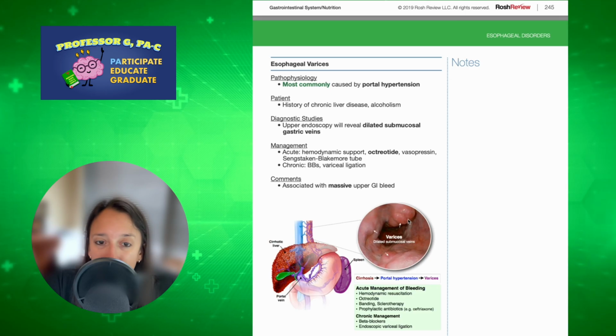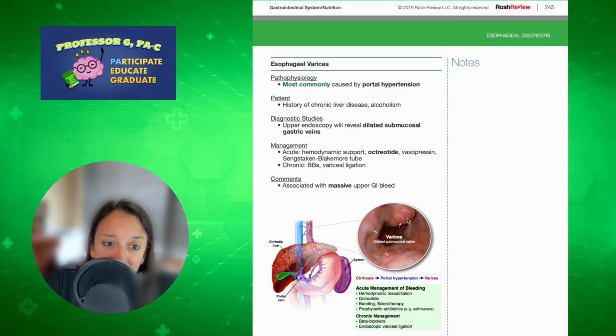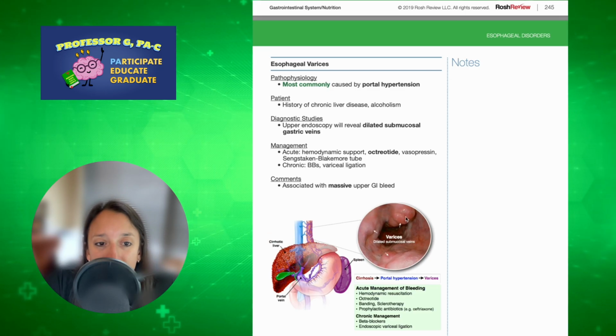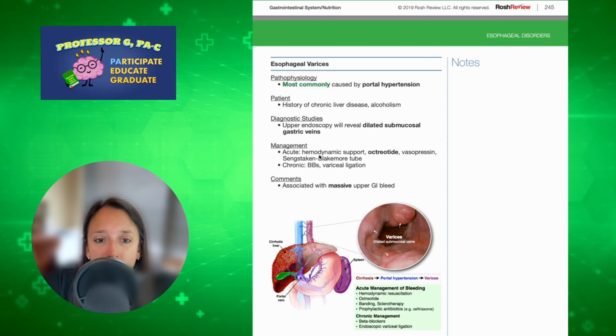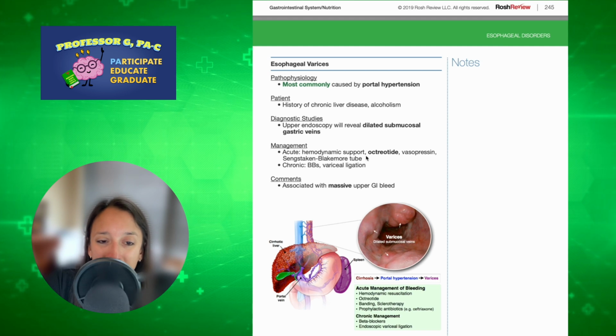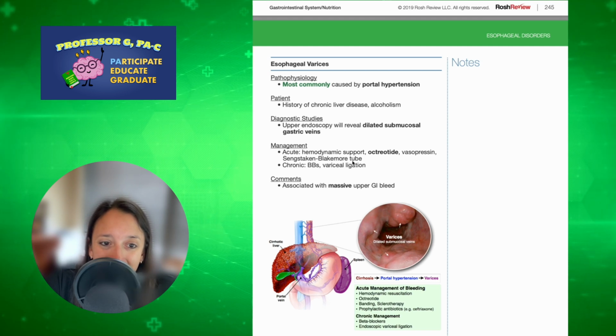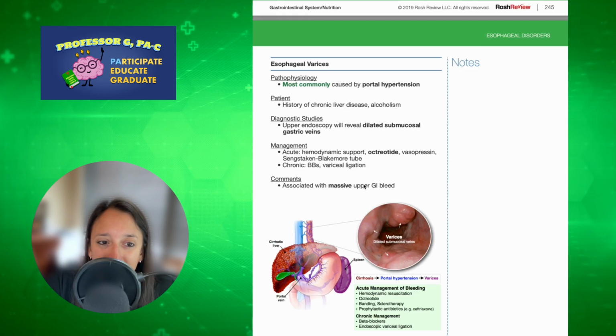Sometimes we'll see them bleeding. We want to hopefully prevent them from bleeding. If they are acutely bleeding, we're going to provide hemodynamic support and resuscitation, in addition to octreotide, vasopressin, and we might even have to use this Blakemore tube, which is basically a tamponade of the esophagus until we can get in there with an endoscopy and ligate or cauterize the bleed.